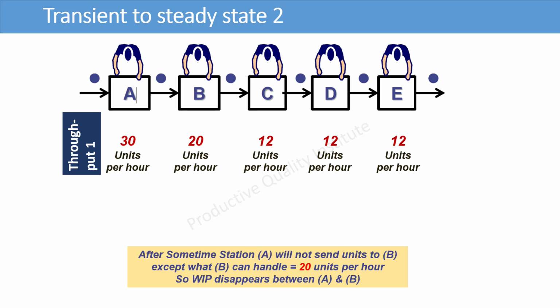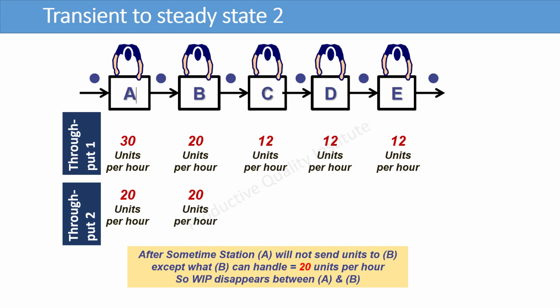For our process, during the transient to steady state 2, the throughput of workstation A is 20 units per hour. The throughput of workstation B is 20 units per hour. The throughput of workstation C is 12 units per hour. The throughput of workstation D is 12 units per hour. The throughput of workstation E is 12 units per hour.